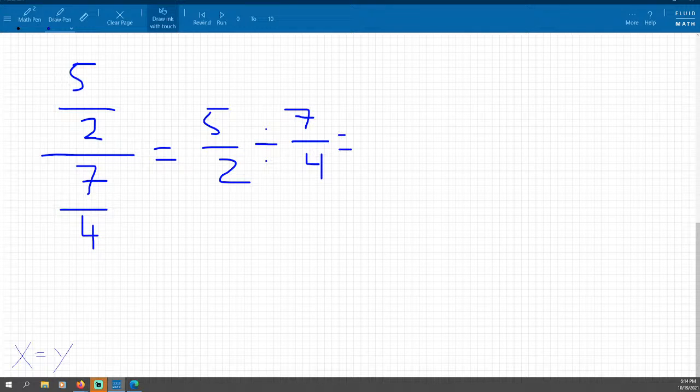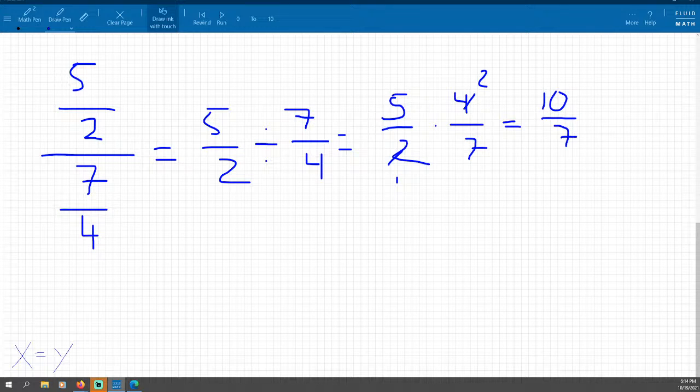And then that becomes 5/2 multiplied. I shouldn't use an x here. That's going to be 4/7. Now at this step, we can do some reducing, some cross multiplication, or cross canceling, excuse me. 2 goes into 2 one time, 2 goes into 4 twice. So now we're going to multiply 5 times 2 instead of 4, and we end up with 10/7.